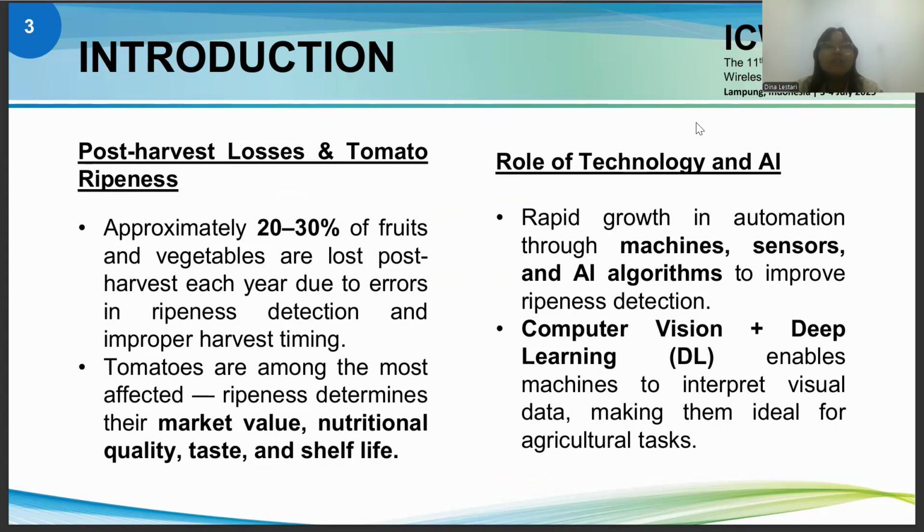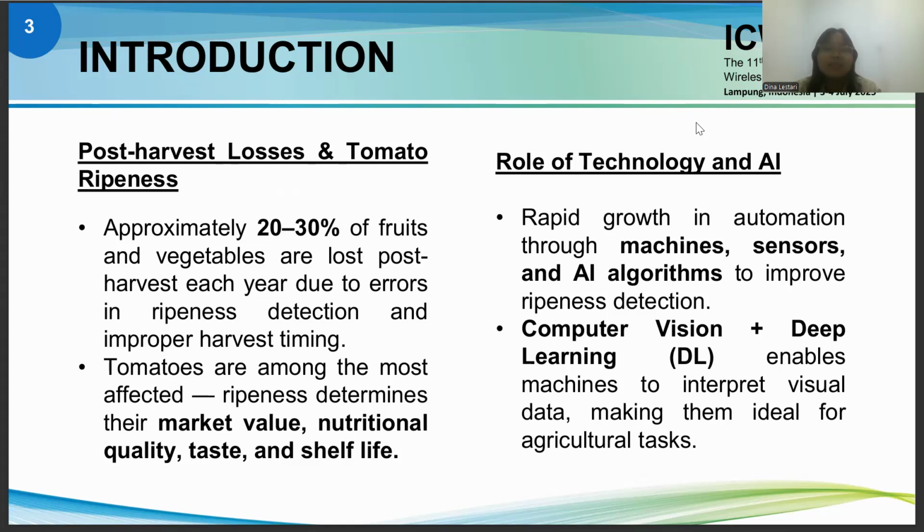The first one is the post-harvest loss and role of the AI. Every year, about 20 to 30% of fruits and vegetables are lost after they're harvested due to improper timing and inaccurate ripeness detection. Tomatoes are particularly affected. Their ripeness level determines market value, taste, nutritional quality, and shelf life.